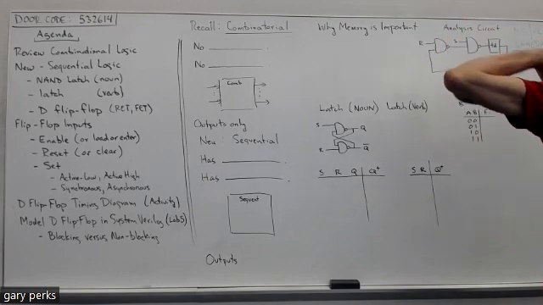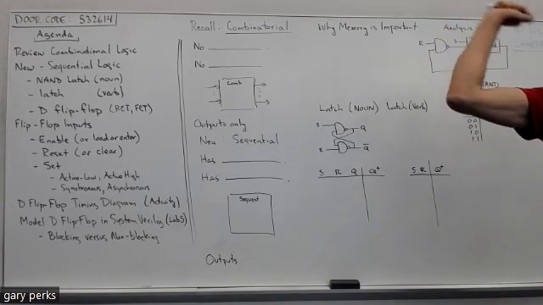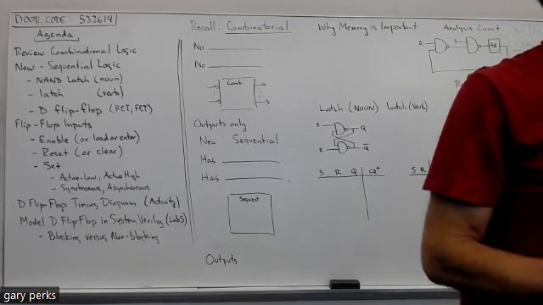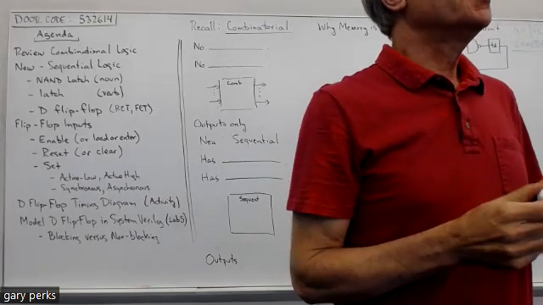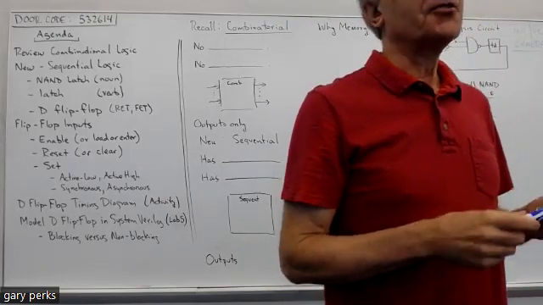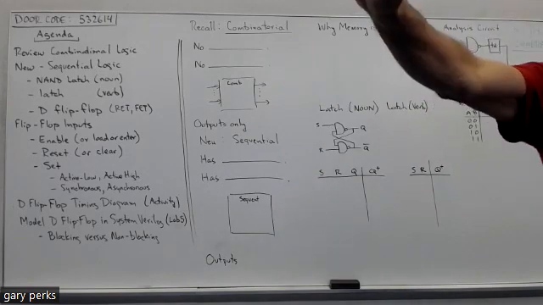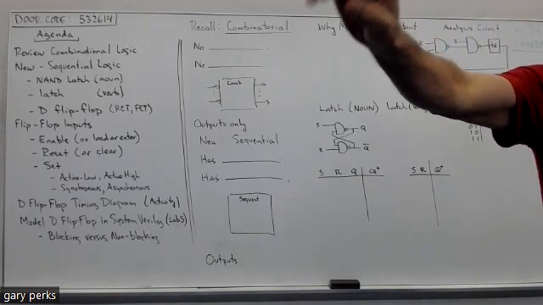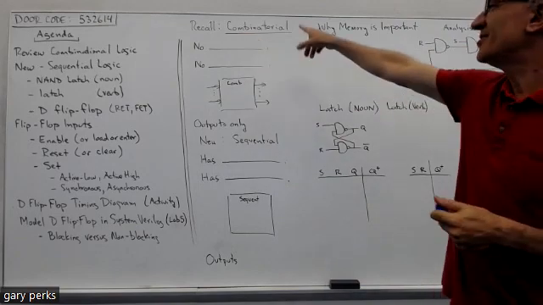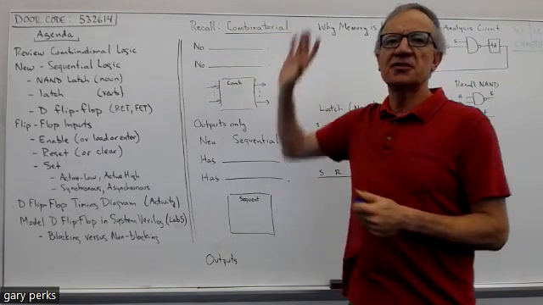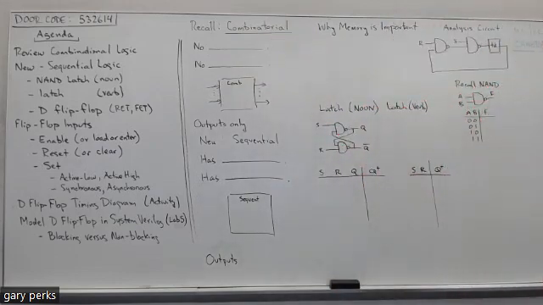Okay, so let's go ahead and begin. As you can tell from what's up on the board, we're going to start discussing sequential circuits. Remember, up to this point, all the circuitry that we've been covering is referred to as combinational. Also, sometimes it's called combinatorial. Same thing. Okay.